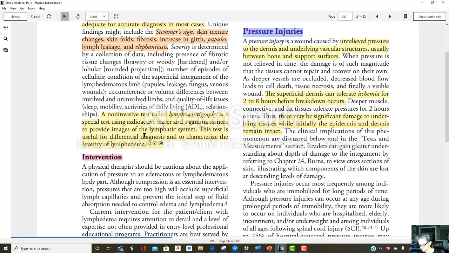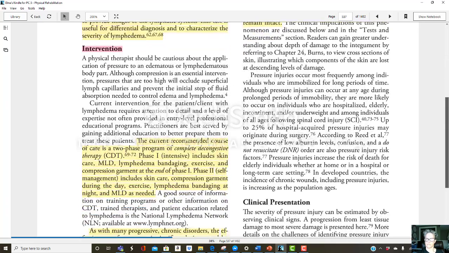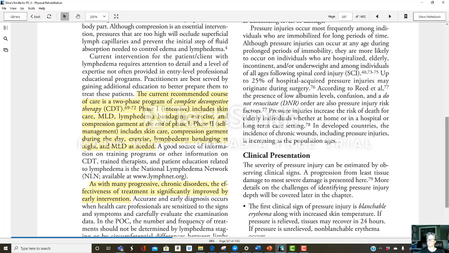Readers can gain greater understanding about depth of damage to the integument by referring to Chapter 24, Burns, to view cross-sections of skin, illustrating which components of the skin are lost at descending levels of damage. Pressure injuries occur most frequently among individuals who are immobilized for long periods of time. Although pressure injuries can occur at any age during prolonged periods of immobility, they are more likely to occur in individuals who are hospitalized, elderly, incontinent, and/or underweight, and among individuals of all ages following spinal cord injury.